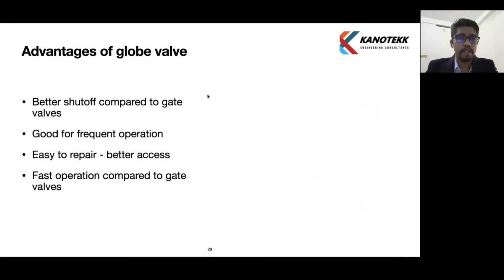Okay, we will see the advantages of globe valve. Like we discussed earlier, it offers better shut off compared to gate valves. Good for frequent operation because it does not go through wear and tear quickly. Easy to repair. We have better access through the top portion of the bonnet, and it is fast operation compared to gate valve.